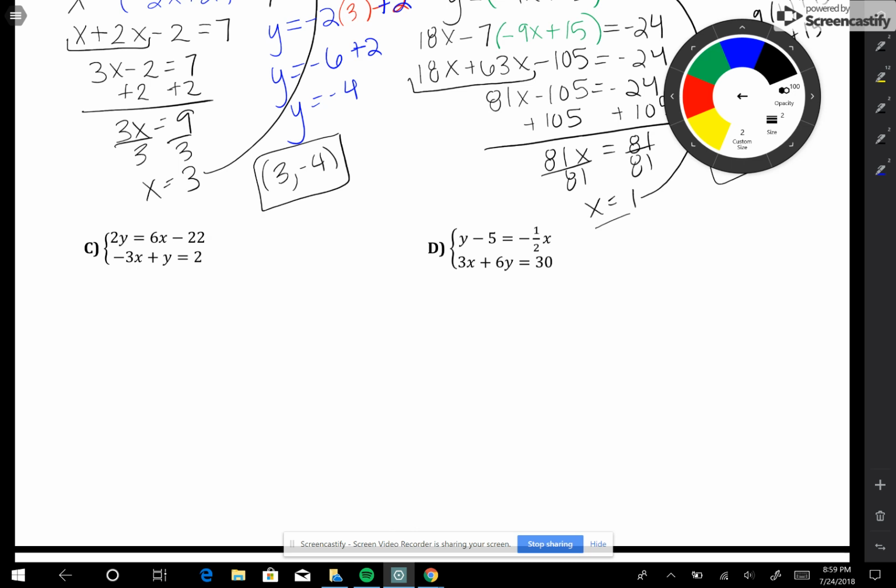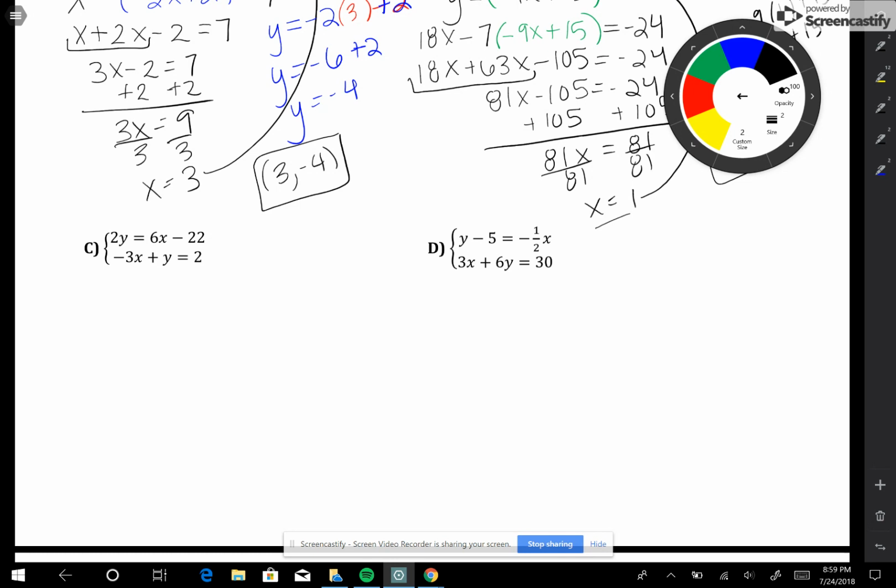Okay, we are back to finish our examples. We have 3 more to go and then just a couple things in the table to fill out. If we look at letter C, we have 2y equals 6x minus 22 and negative 3x plus y equals 2.